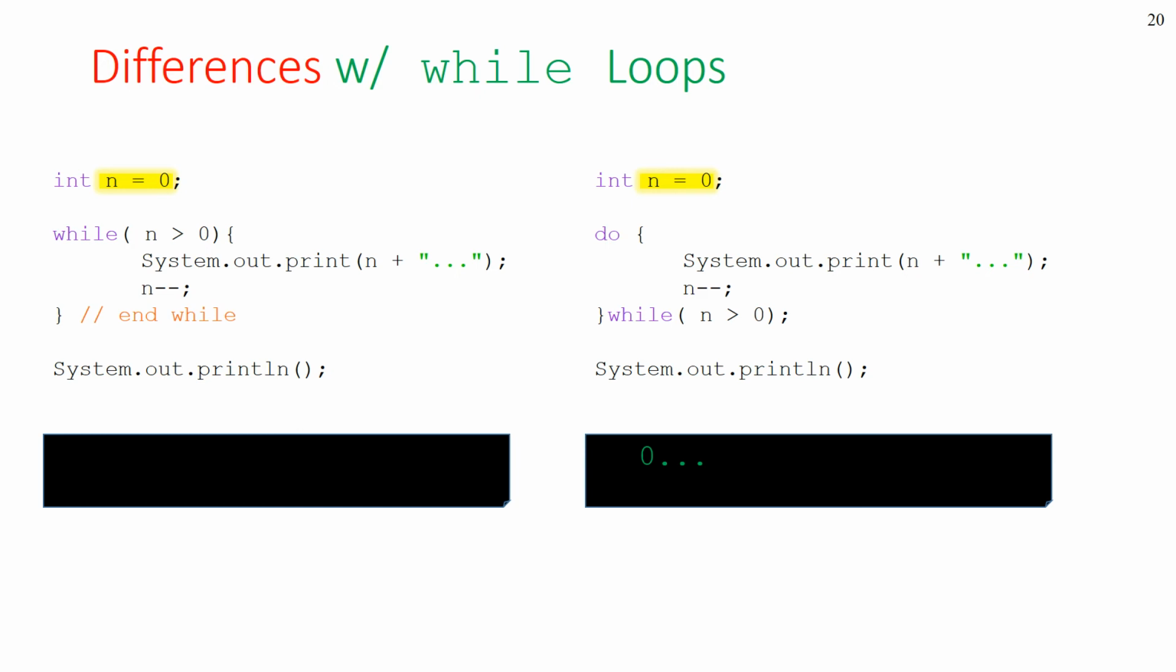n equals 0, while n greater than 0. That's false. Get here. System.out.println, empty line. Go to the next line. That's it, nothing. What happens here? Int n equals 0, do System.out.println n 0, followed by dot dot dot, n minus minus, n is now minus 1. While n greater than 0, that's false, println. So that's the only difference.